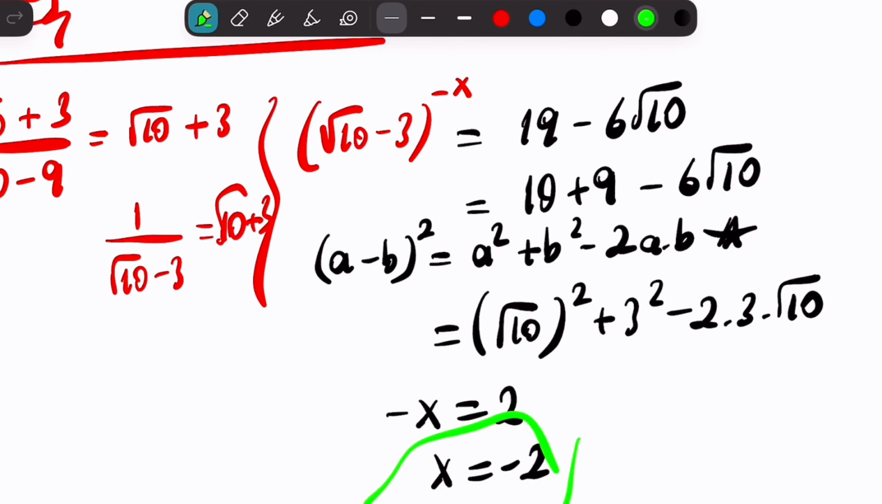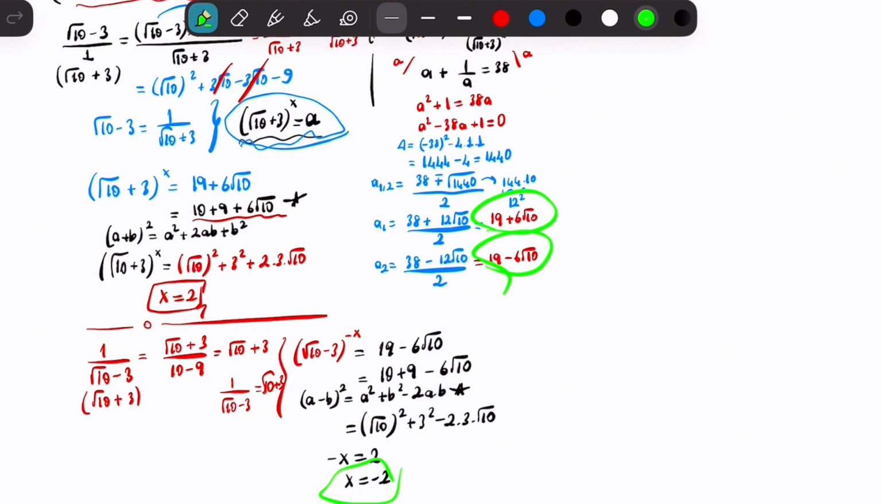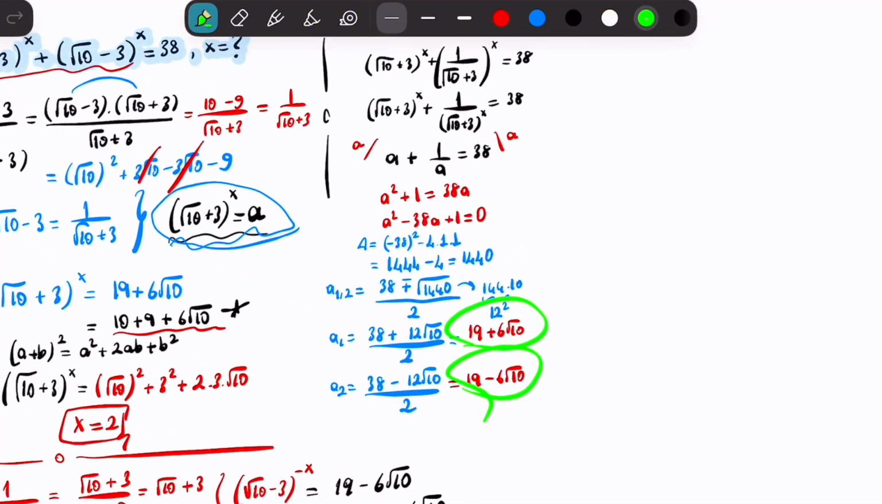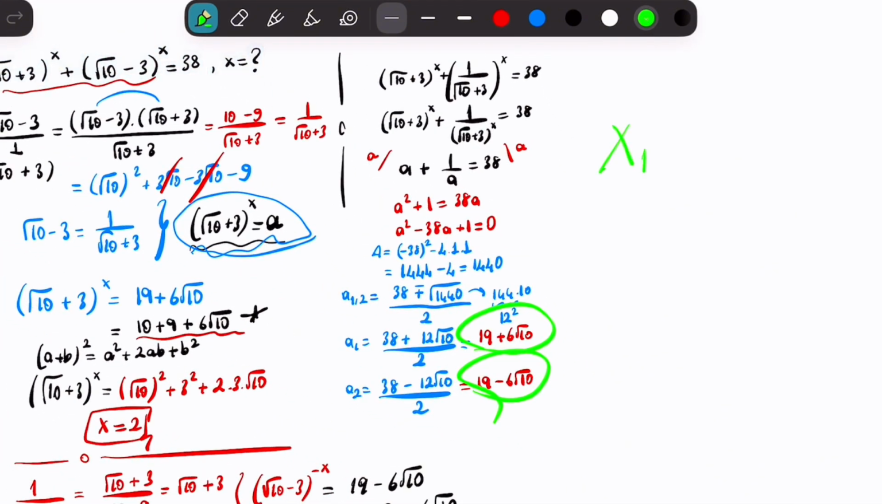In this case, what were my answers? When we solve this question, what can I say? When we say x1, it will come to 2. When we say x2, the value will come to negative 2.